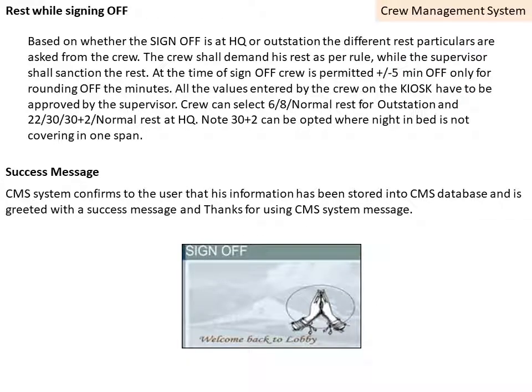Rest while signing off. Based on whether signing off at the headquarters station, different types of rest are asked from the crew. The crew shall be demanded rest as per the rule, as the supervisor sanctions the rest. At present, an outstation crew at the headquarters station, even though he has worked 8 hours or 10 hours or 12 hours, is allotted 16 hours rest only. A fixed rest was given.